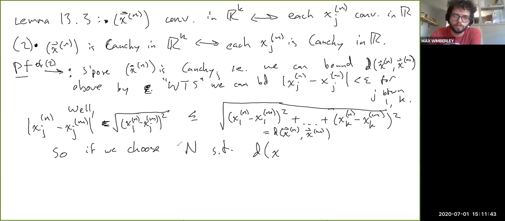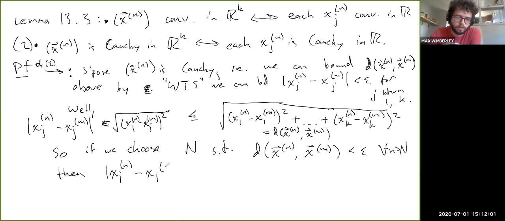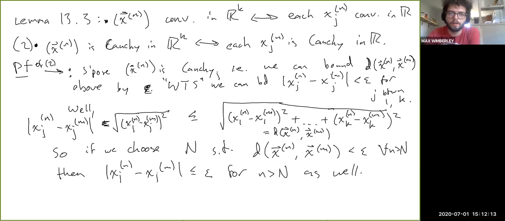So if we choose capital N such that this distance is less than epsilon, then for all n greater than N, the distance xjn minus xjm is less than or equal to epsilon for n greater than N as well. So that one's actually fairly straightforward. Now I'm going to erase this and we'll talk about the reverse direction, which is only slightly trickier.